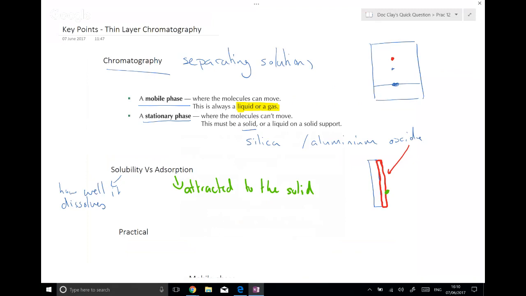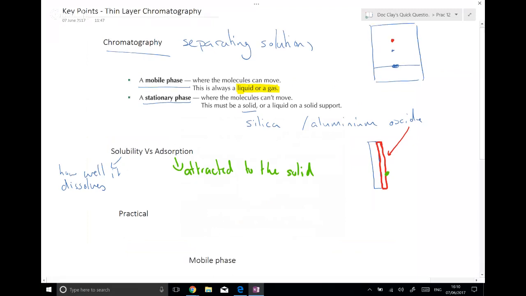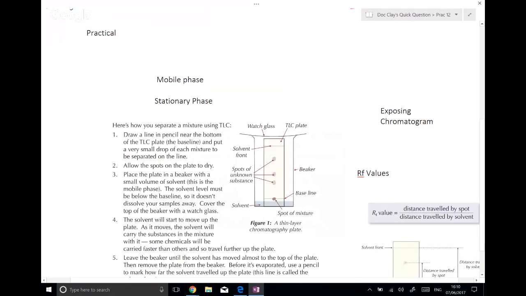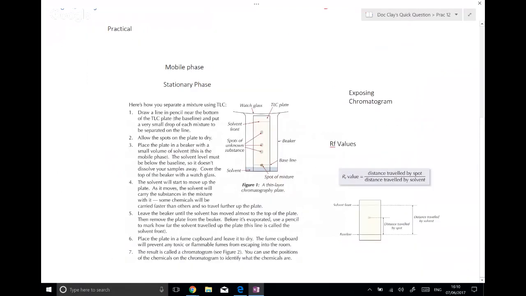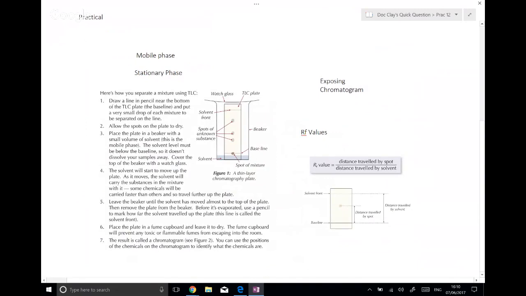What you need to be able to recall, of course, is the actual practical element. So if we look at our thin layer chromatography here, you're going to have a practical, and you could be asked to draw such a practical. The key thing you need to do is ensure you've got a beaker, and make sure you've got a covered beaker of some description, often using a watch glass. The other thing we've got here is a solvent, and importantly, the solvent sits below the line of the mixture.